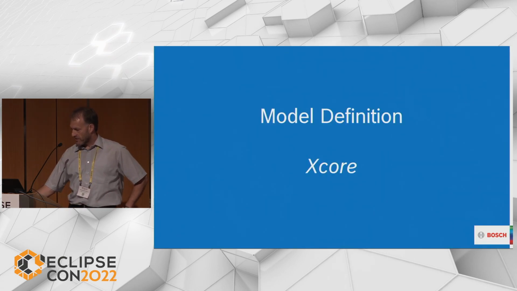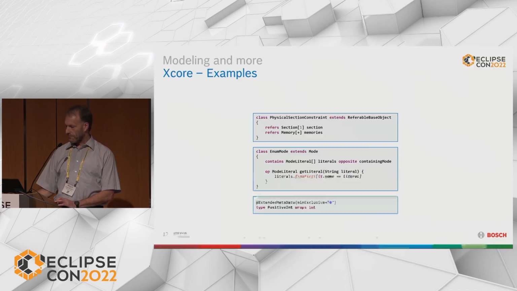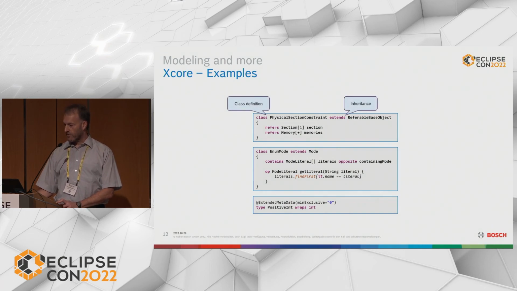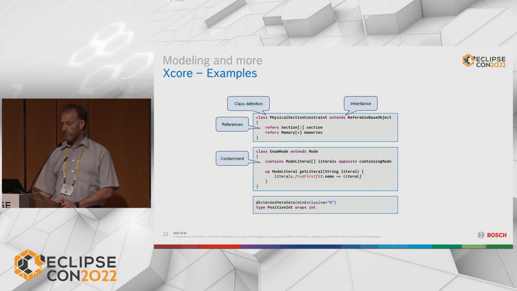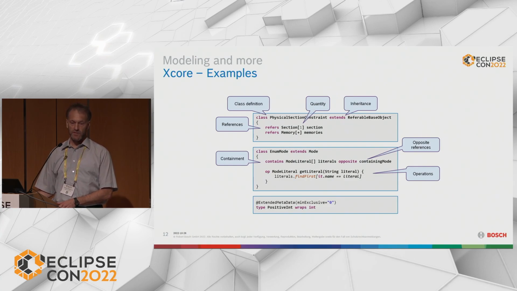Good. Now some examples for Xcore definitions. As I said, more or less the standard way to do it. So a typical file will look like that. So you have class definitions. You can define your hierarchy here, inheritance. You can have references, containment references, quantities. You can define opposite references here. And of course, you can also use the operations, as I already mentioned. This is Xtend code here in the body of this derived method or operation here.